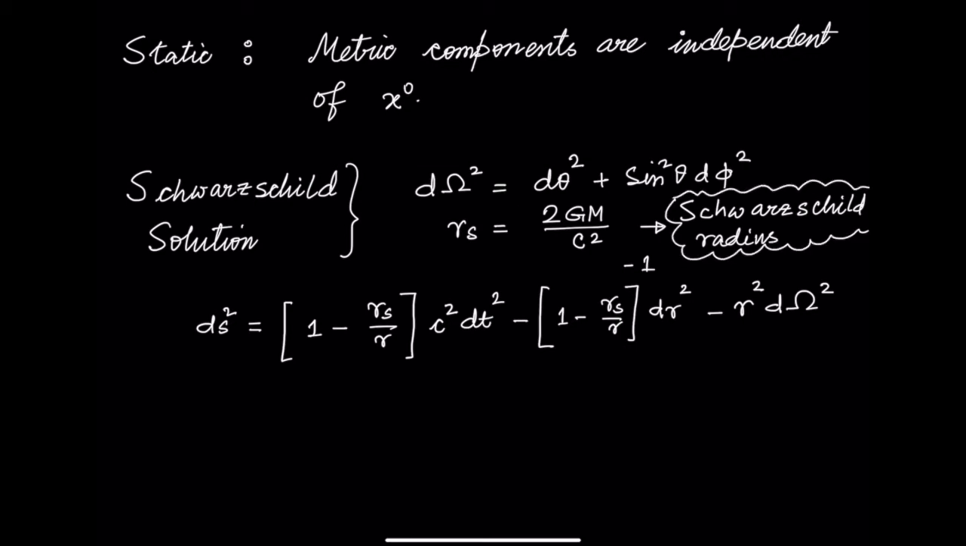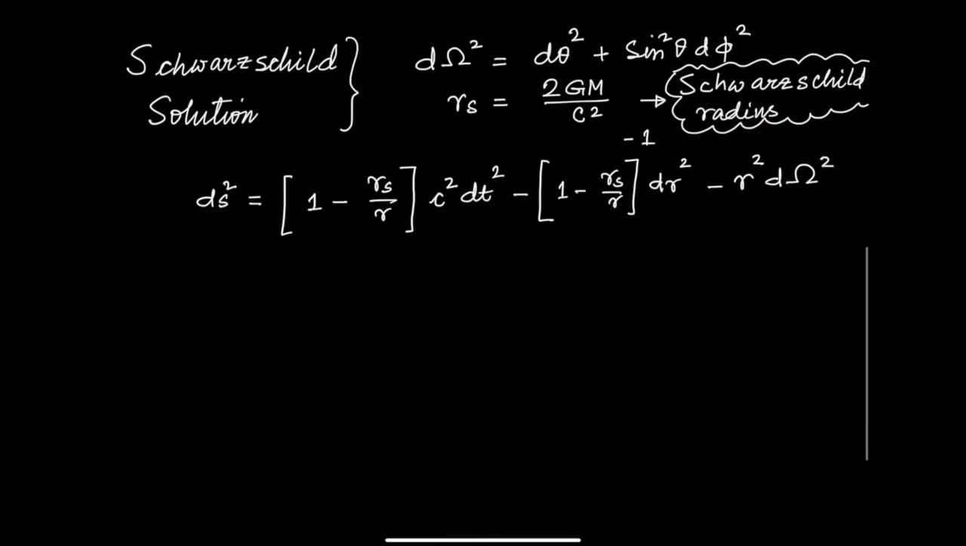We'll see that it plays a very important role in this solution. So let's analyze this solution a little bit before we go ahead. First thing, you realize that the asymptotic limit of this solution, which asymptote are we talking about? The r tends to infinity asymptote.